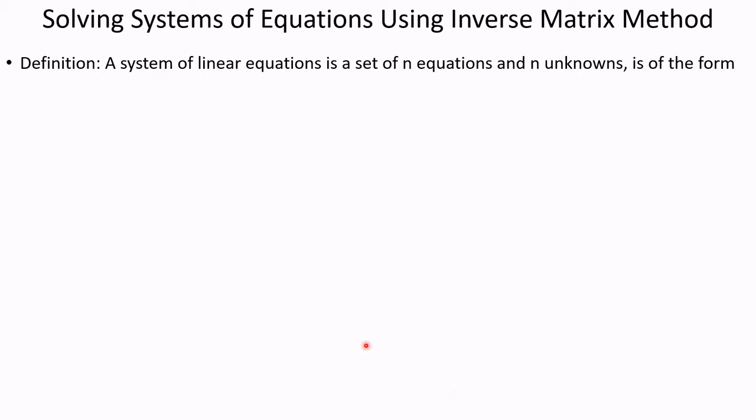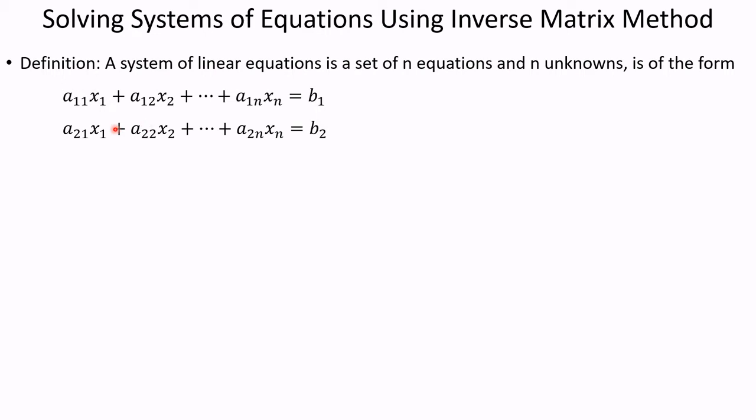First, the definition. A system of n linear equations in n unknowns is of the form a11x1 plus a12x2 plus etc. up to a1n xn equals b1, where b1 is the constant, the x are the variables or unknowns, and a11, a12 are the coefficients of the variables.